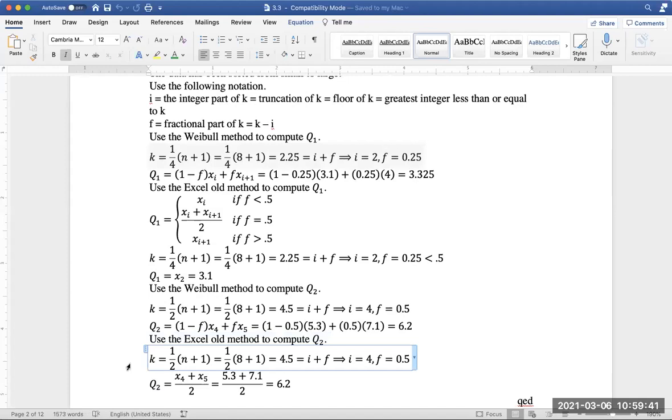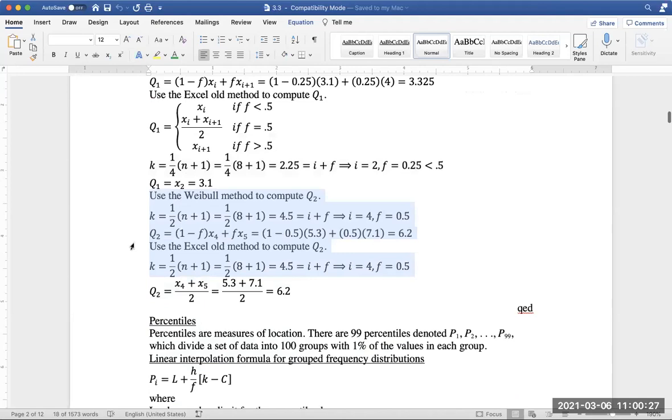Let's use the Excel-Old method. And so k is going to be the same, 4.5. But since it's halfway between 4 and 5, we find the average of the number in the fourth position, 5.3, and the number in the fifth position, 7.1. So 5.3 plus 7.1 divided by 2 is 6.2. We actually get the same answer. For the median, we'll always get the same number for the Weibull method and the Excel-Old method.